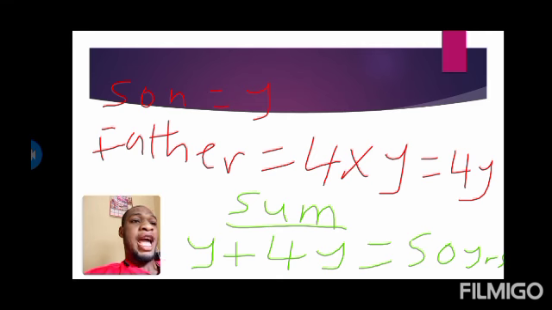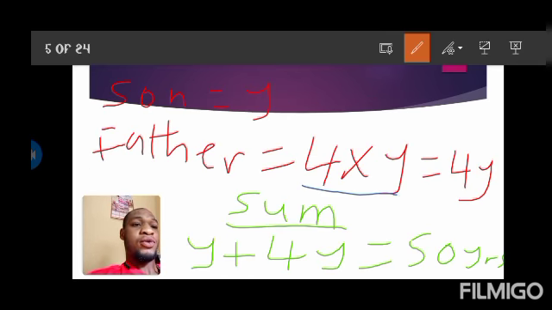4 times y is 4y. 4 times the son, and the son is y, so the father will be 4 times y. Got it? Now we are going to add them together. So y plus 4y. They said the sum of the ages is 50 years. So y years plus 4y years is 50 years.